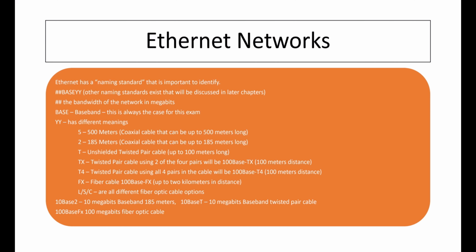So using this, a 10 base 2 network is 10 megabits per second, 185 meters long in baseband. 10 base T is 10 megabits per second, baseband over twisted pair cable. And 100 base FX is 100 megabits per second over fiber optic cable.